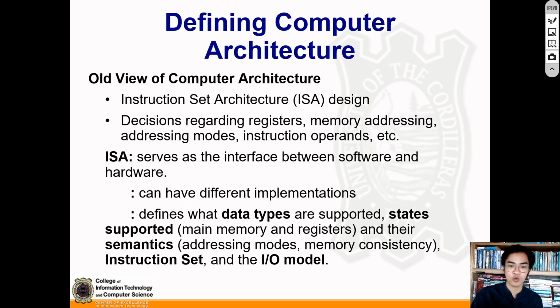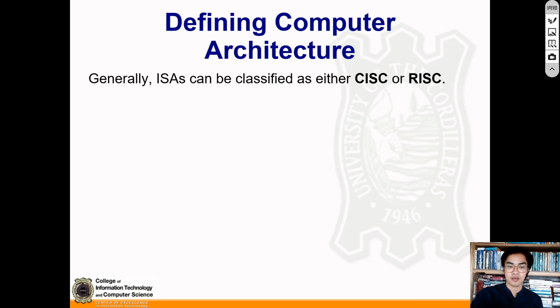Okay, so that's the old view of computer architecture. You only look at the ISA, and then the data types, and then addressing modes and all of that. But we've come up with a new view, because generally ISAs can be classified as either CISC or RISC. CISC is a complex instruction set computer. RISC is reduced instruction set computers. Mostly all of our machines now are generally RISCs.